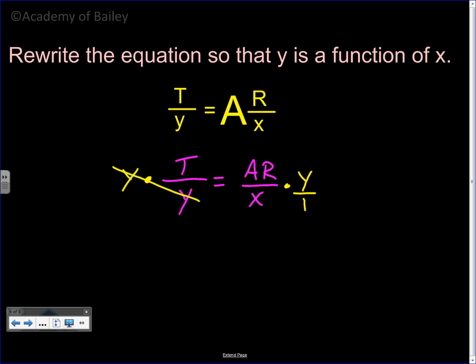And so what do I get? I have t on the left side is equal to fraction multiplication again. Multiply the top, and then multiply the bottom. AR times y is ARY or YAR. Yar! That's what that is if you put YAR.